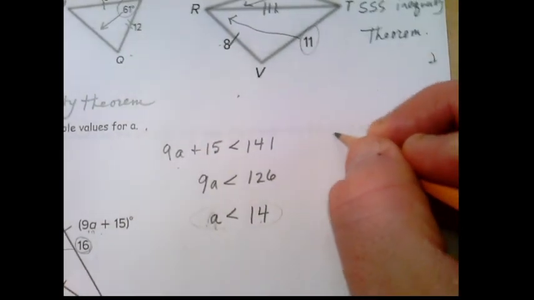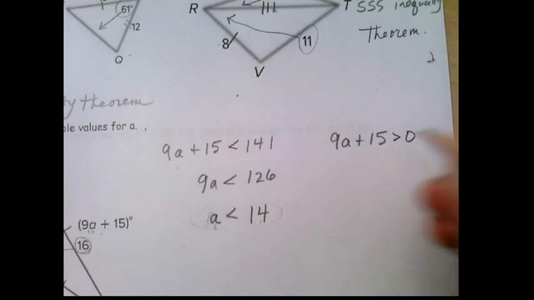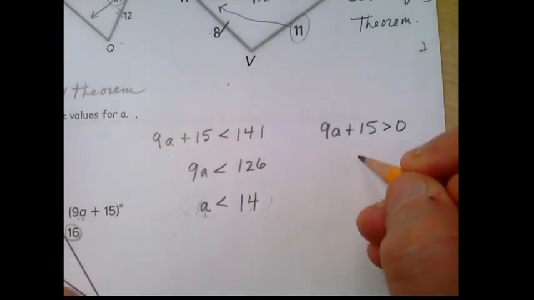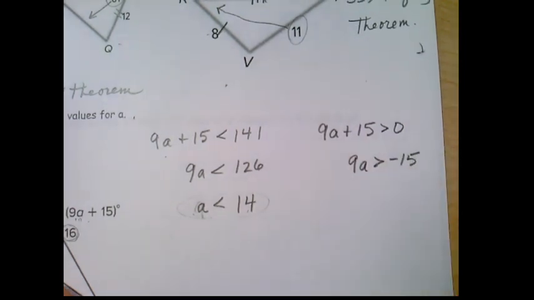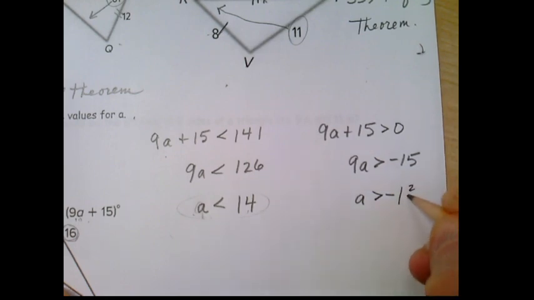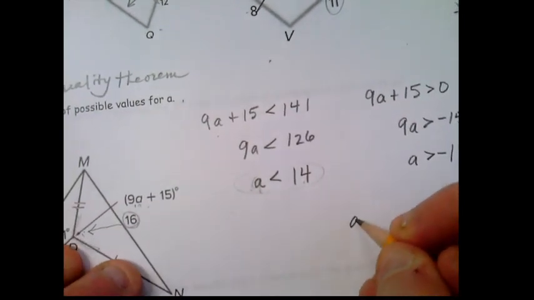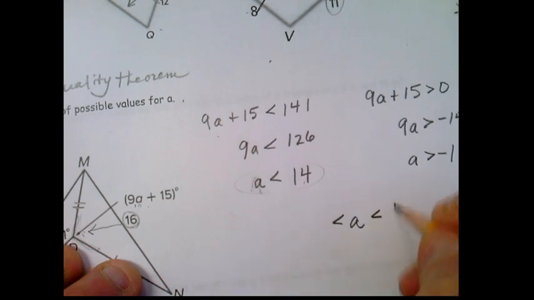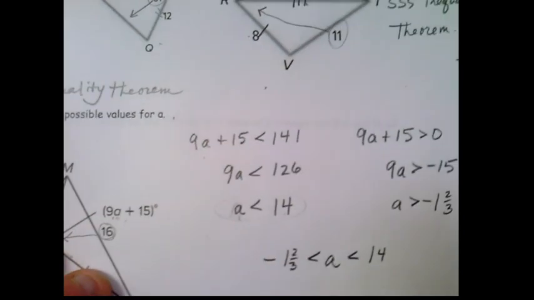So to finish this off, 9a plus 15 must be greater than 0. If I subtract 15 from both sides, I get that right there. And if you divide through by 9, I get negative 1 2/3. And so the range of possibilities here for A must lie between 14 and negative 1 2/3.